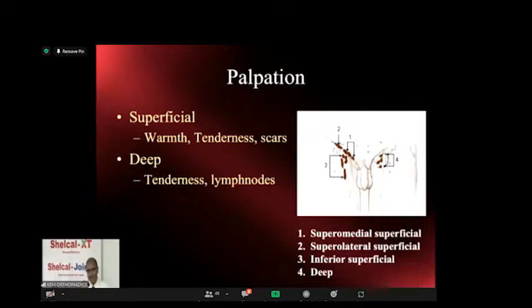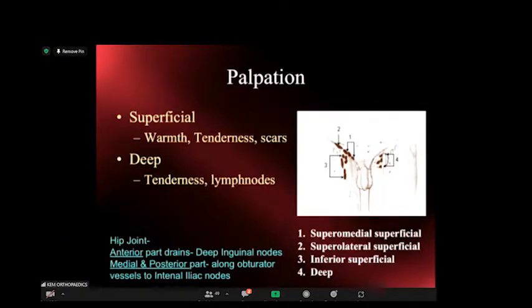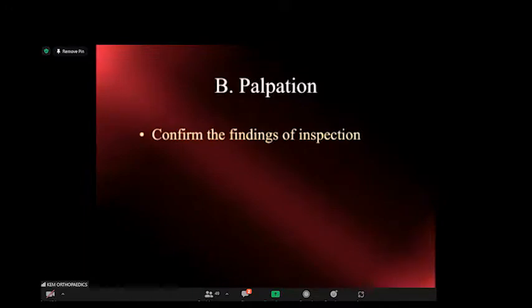External iliac group. Different books have given different groups of lymph nodes. Remember, answer like this: the anterior part of the joint drains into the deep inguinal lymph nodes, whereas the medial and posterior part travel along the obturator vessels to the internal iliac nodes. You can describe it like this, partly because many books have given only the deep inguinal nodes. Many people have given that.